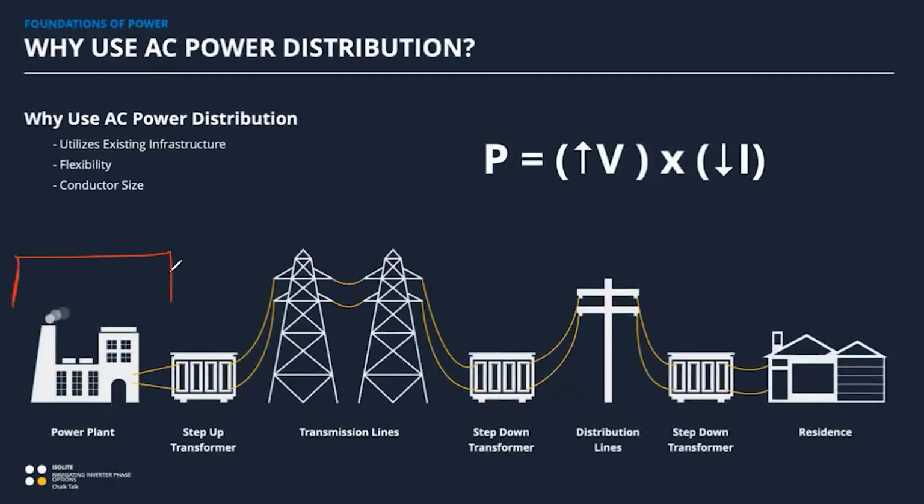Power generation. Remember, I said that anything that's going to be a spinning turbine creates AC power. A transformer is a device that allows us to keep a constant amount of power, but trade voltage and current. And so why would you want to do that?